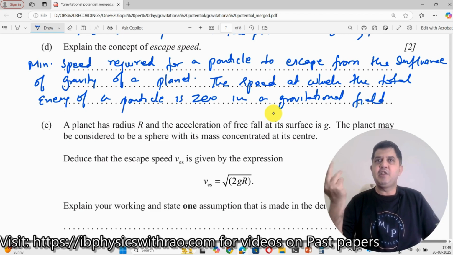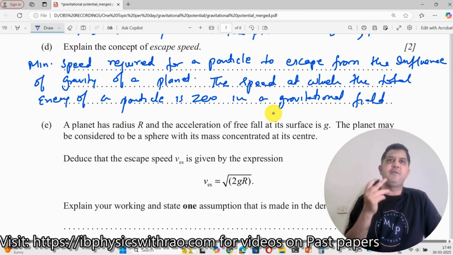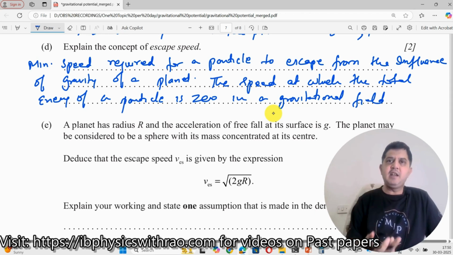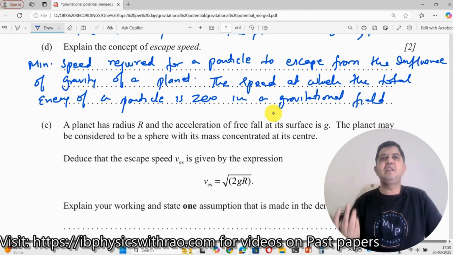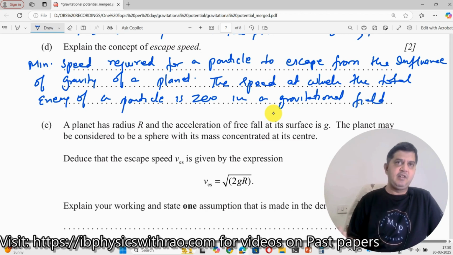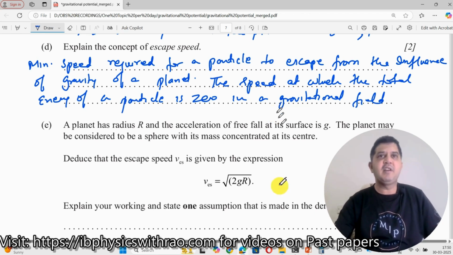So to escape, what you need to do? You need to provide half m v escape square, which is kinetic energy. You need to provide so much kinetic energy that it is equal to GMm by r. When you do that, the total energy, which is half mv square minus GMm by r, becomes 0, and thus the particle is able to escape from the planet. Okay, so that is what I mentioned.